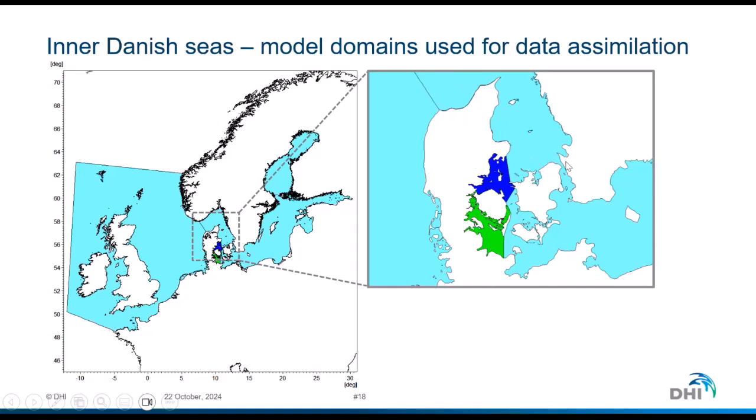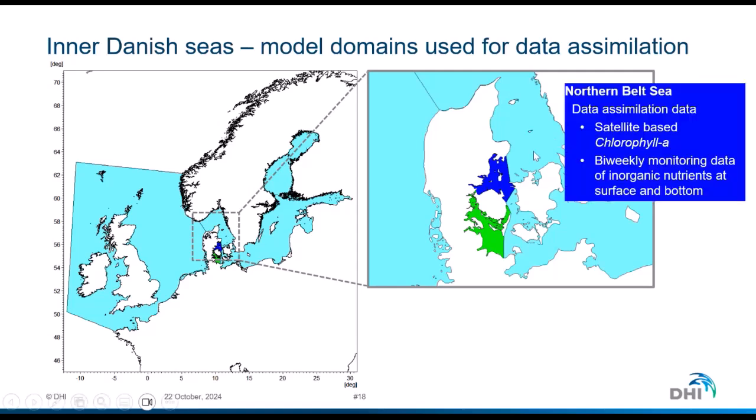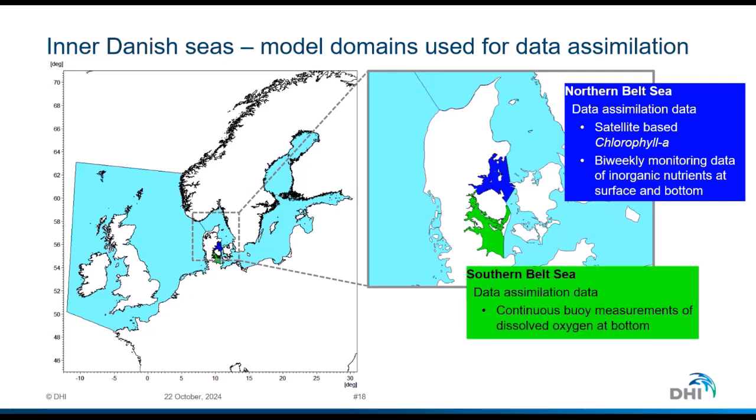Within the inner Danish seas, we have developed two biogeochemical models. The blue area we call the Northern Belt Sea, and in that model, we have applied the data assimilation with data on satellite-based chlorophyll A and on biweekly monitoring data of inorganic nutrients at surface and bottom. And then the green model domain is called Southern Belt Sea. And here we have applied data assimilation with data on continuous buoy measurements of dissolved oxygen at the bottom.